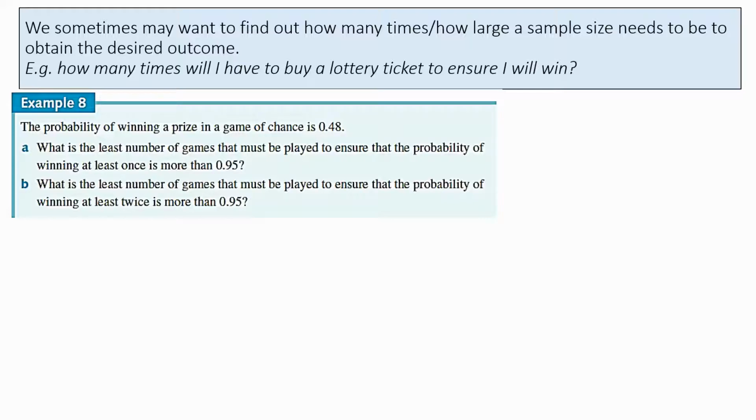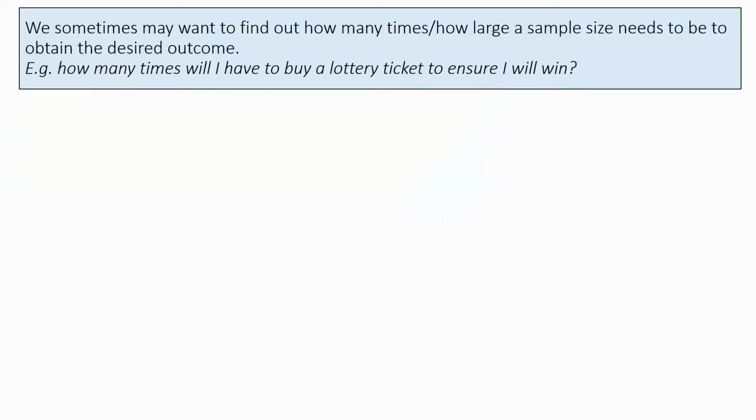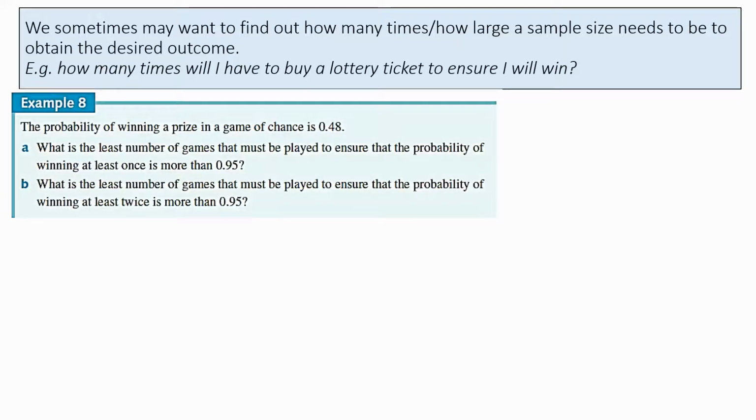Here we go. Okay, so the question is saying probability of winning at least one. So I can write that: chances of winning at least one, where X represents winning. We already know the chance of winning was 0.48, right? But I want to know how many times I have to play. So n is what I'm questioning.